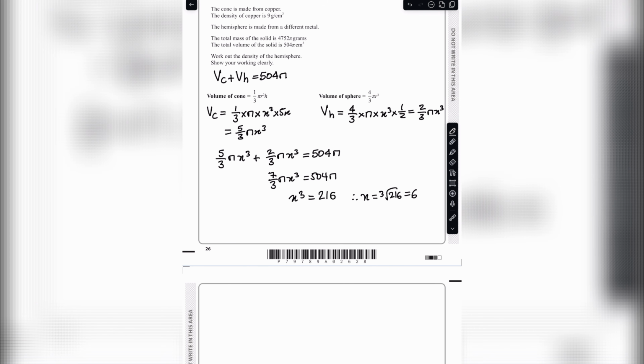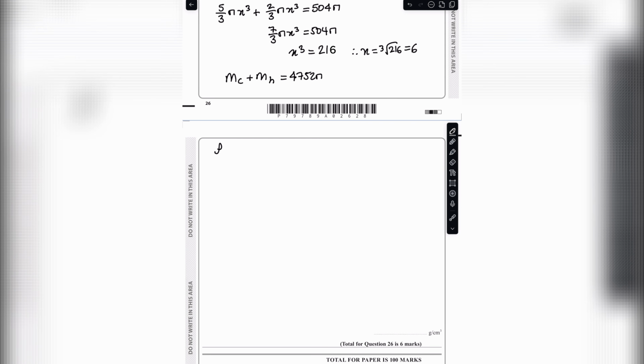And given as the total mass of the solid is 4,752 pi grams, we can simply state that the mass of the cone plus the mass of the hemisphere equals 4,752 pi. And given as density equals mass over volume, the mass can be obtained by multiplying the density by the volume. So the mass of the cone is equal to the product of the density of the cone and the volume of the cone.